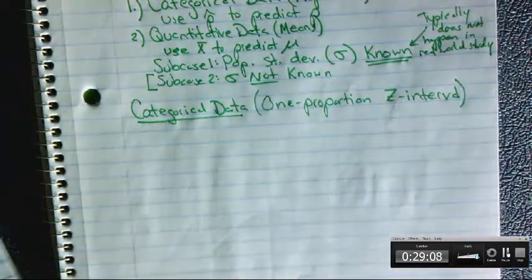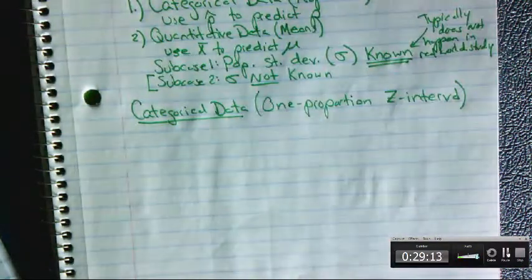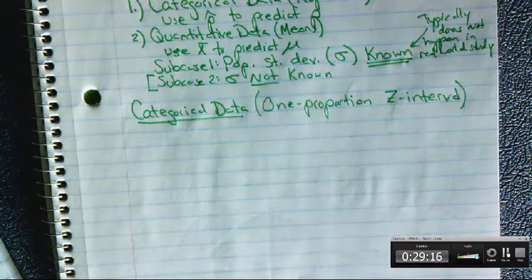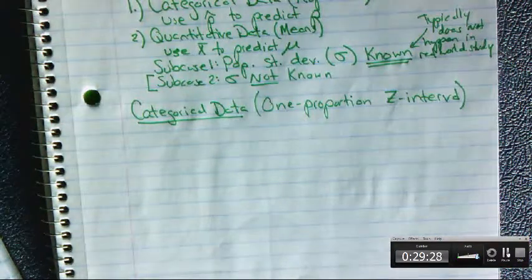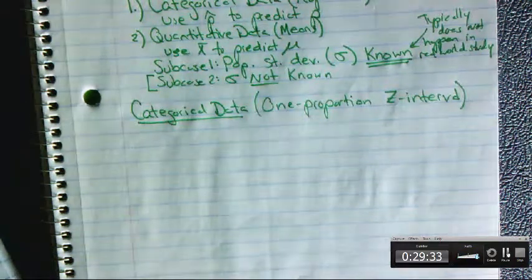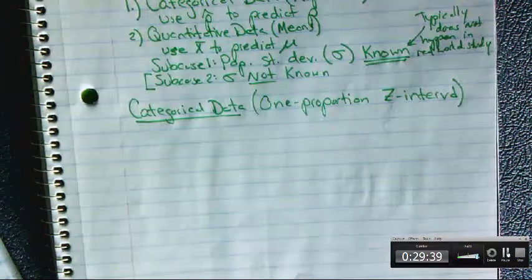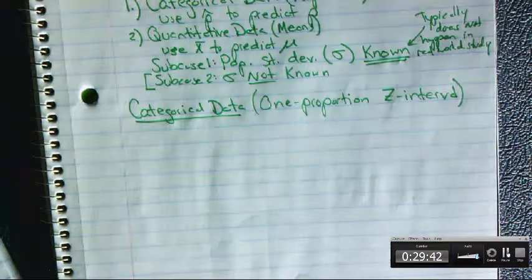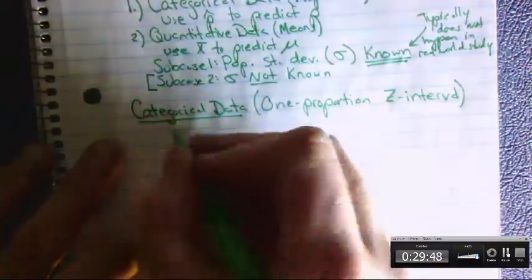How do you know which one to use? If it's categorical data, you'll do a 1 proportion Z interval. If it's quantitative data, then there'll be a couple other titles I'll give you later on. Why didn't we use T-scores when we were doing what we just did? Because we always knew enough information to use Z-scores. But if you don't know the population standard deviation, Z-scores aren't good enough, so we've got to use T-scores. All right. So categorical data, 1 proportion Z interval.